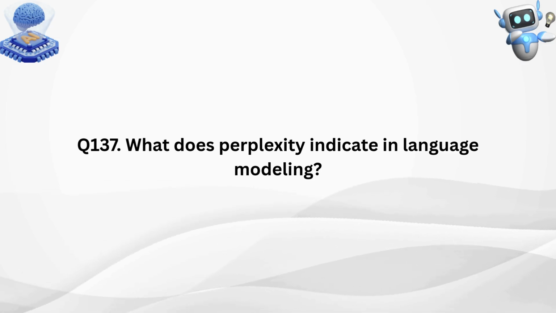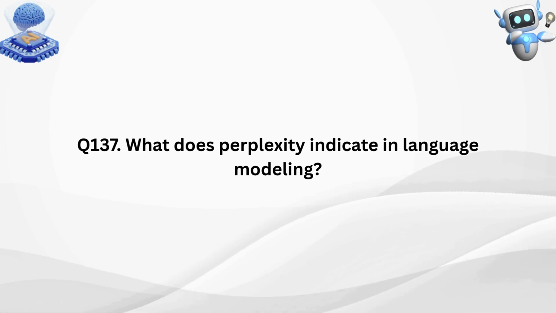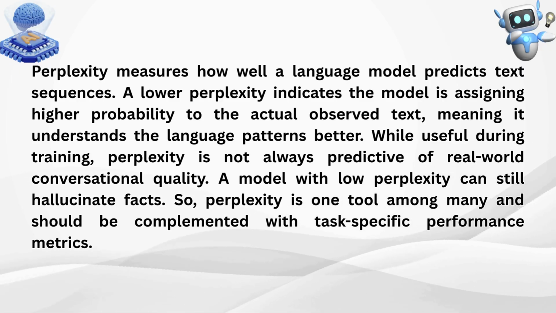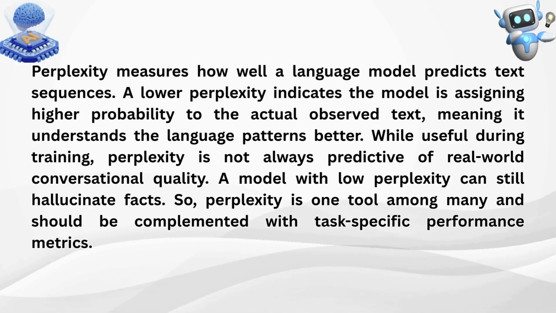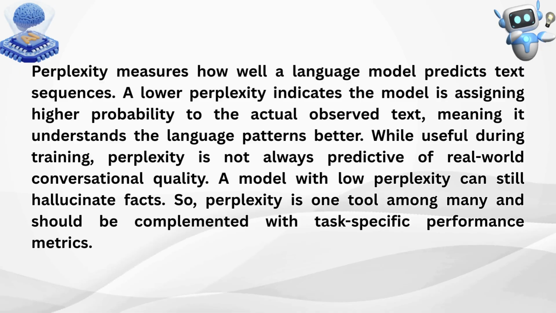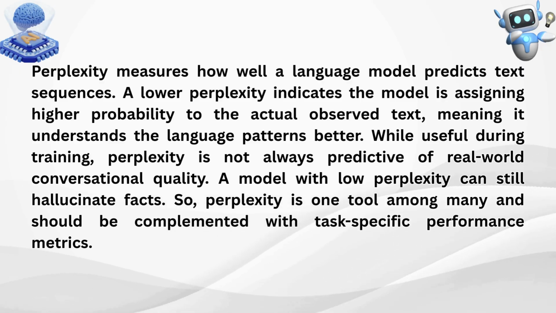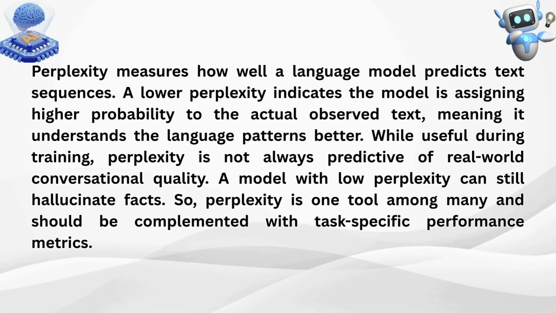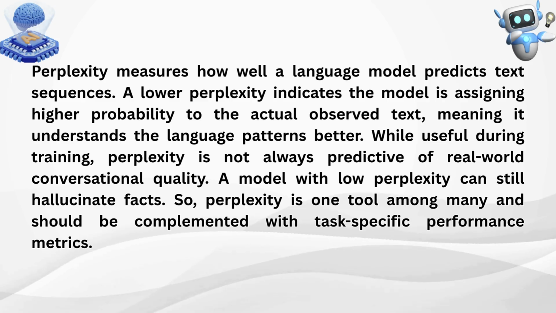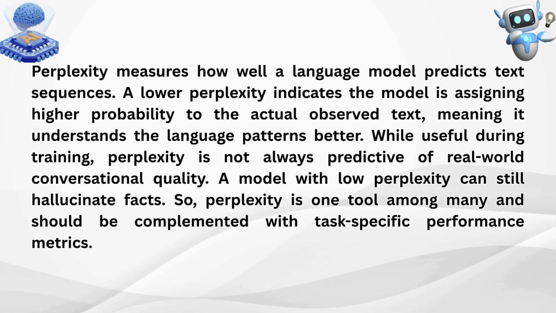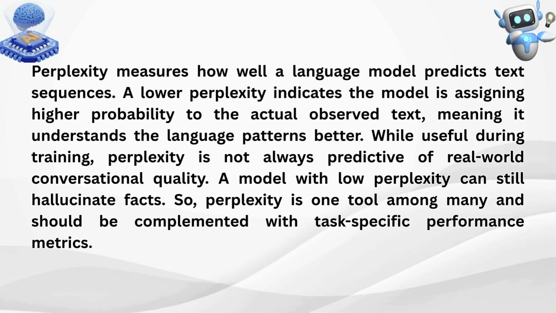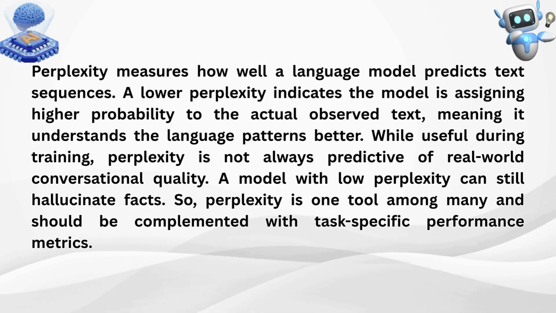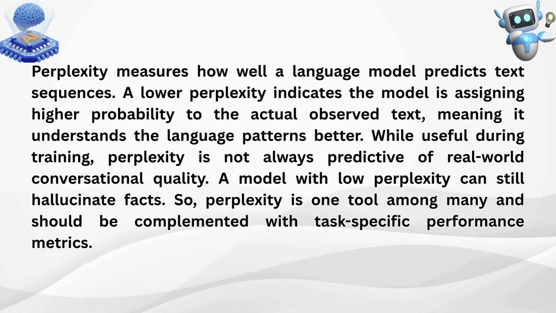What does perplexity indicate in language modeling? Perplexity measures how well a language model predicts text sequences. A lower perplexity indicates the model is assigning higher probability to the actual observed text, meaning it understands the language patterns better. While useful during training, perplexity is not always predictive of real-world conversational quality. A model with low perplexity can still hallucinate facts. So perplexity is one tool among many and should be complemented with task-specific performance metrics.